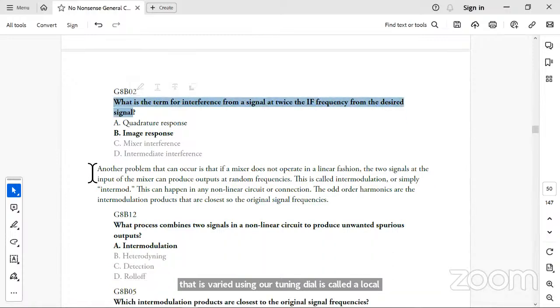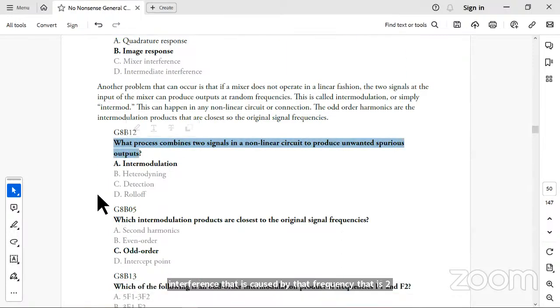What is the term for interference from a signal at twice the IF frequency from the desired signal? So we did say that this is where that was important. We need to know that the interference that is caused by a frequency that is 2 times the IF frequency away is called image response.